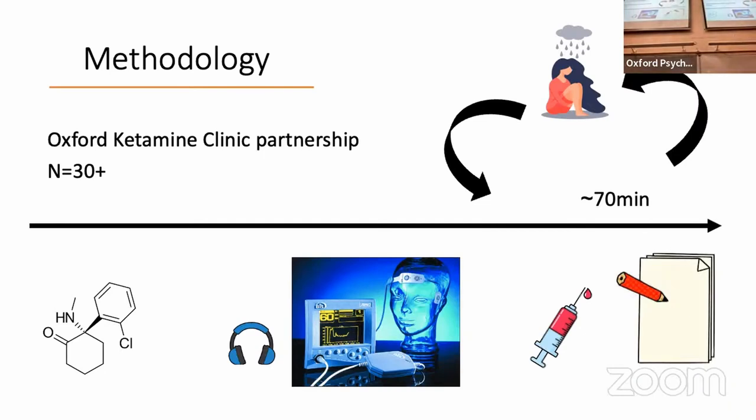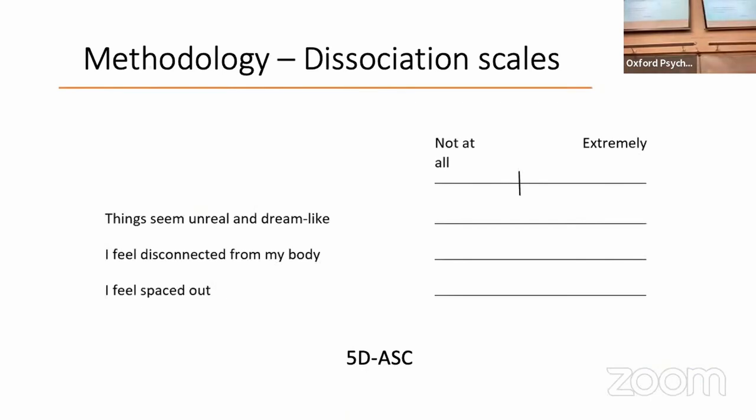And on top of that, we have a barrage of psychometric testing, which includes some standard dissociation scales. However, here's my issue with it. So here's an example of what that kind of scale looks like. You can see some of the questions, like, for example, "I feel spaced out."